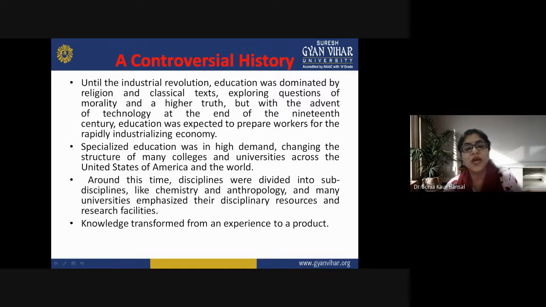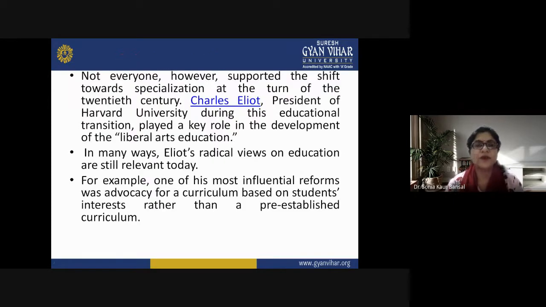So knowledge transformed from an experience to a product. This was actually something controversial about its history. Let's see further. Not everyone, however, supported the shift towards specialization at the turn of the 20th century, because everybody was seeking the specialization and skillful workers that education would give to the country.